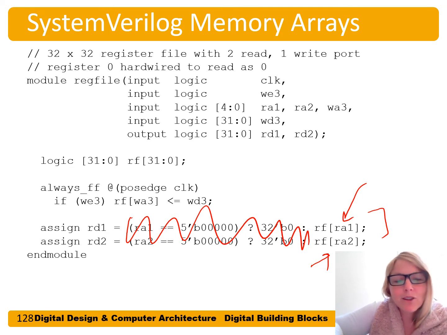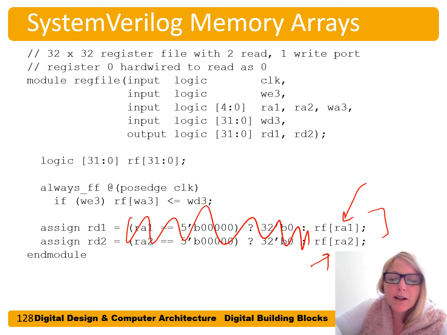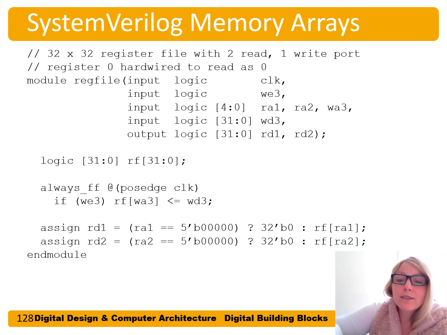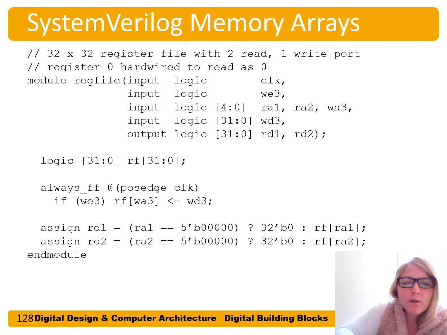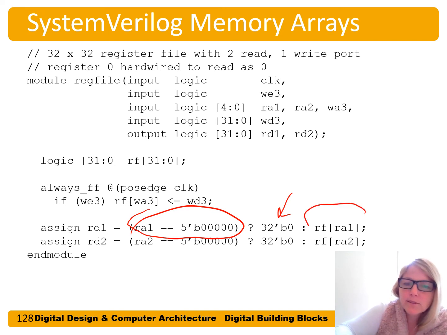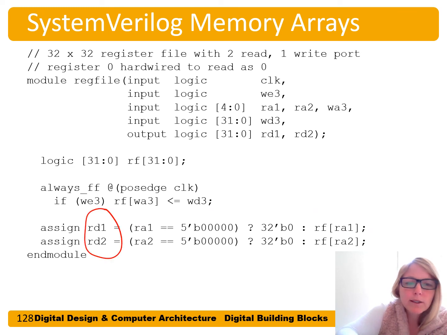We have a special thing in this register file, as we'll see in chapters 6 and 7: register 0 happens to always hold the value 0. So if the read address is 0, then it returns 0. Otherwise it returns the value stored in the register file at the given address, for both RD1 and RD2.